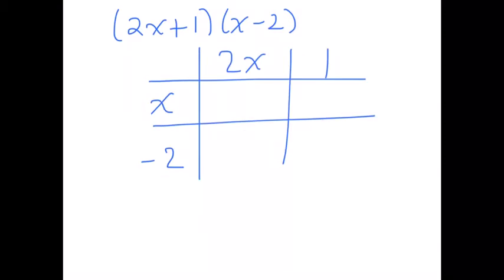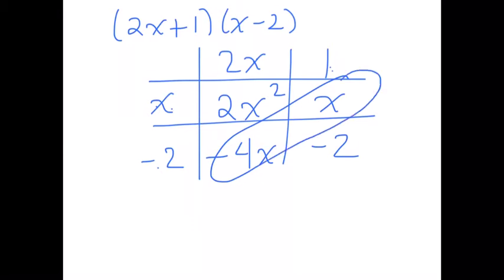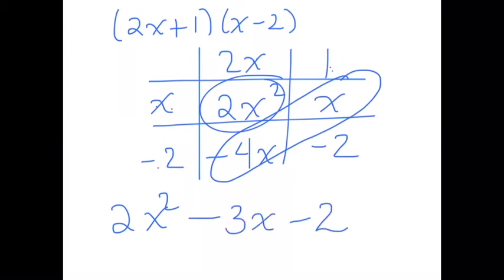All right, let's do the same question using the tic-tac-toe method. So again, filling in the 4 squares, collecting like terms, and writing our final answer. 2x times x is 2x squared. 1 times x is x. 2x times minus 2 is minus 4x. And 1 times minus 2 is minus 2. Here's our diagonal. So we're left with 2x squared minus 4x plus 1x is minus 3x, minus 2. So there you have it. There's a couple of examples of how to use expansion using algebra tiles and tic-tac-toe.